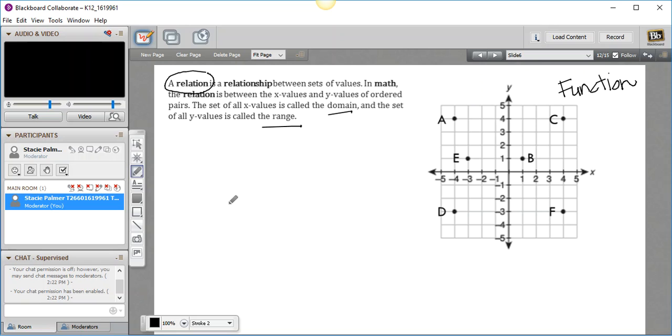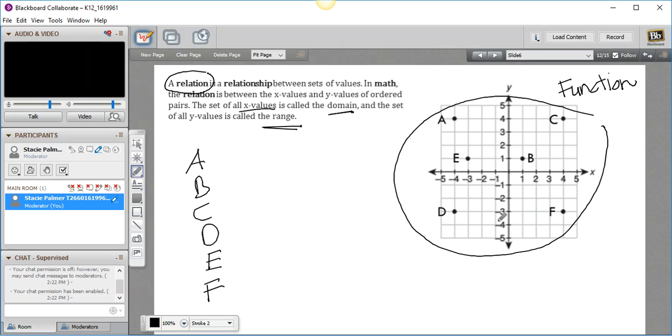So a relation is a relationship between sets of values. In math, the relation is between the x values and the y values of ordered pairs. The set of all x values is called the domain, and the set of all y values is called the range. Okay, so I'm going to go ahead and list the ordered pairs for all of these points. Okay, these would all be considered a relation.